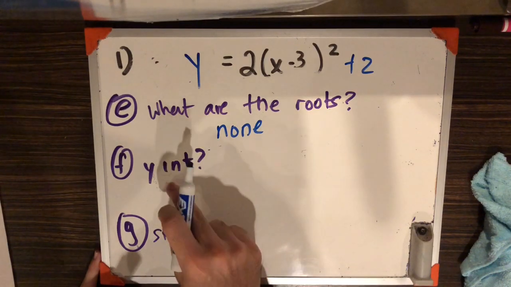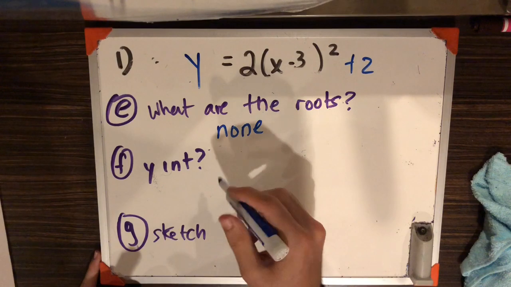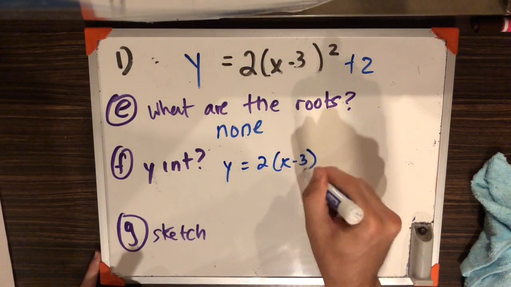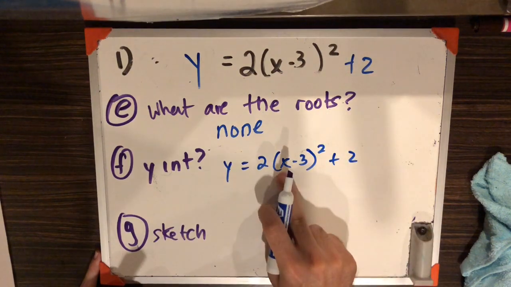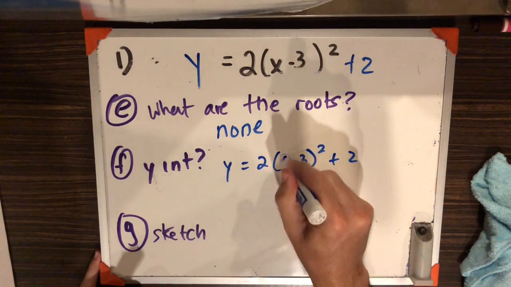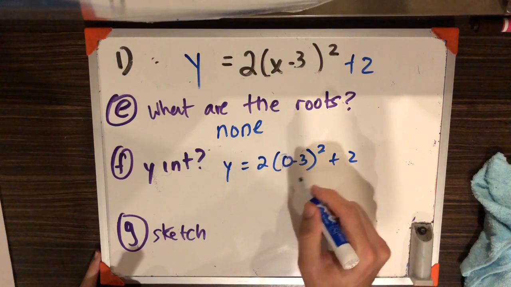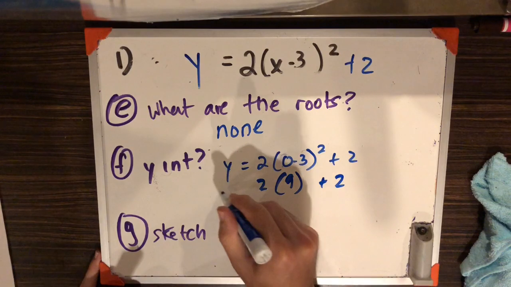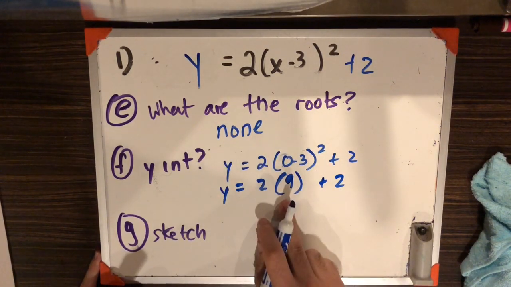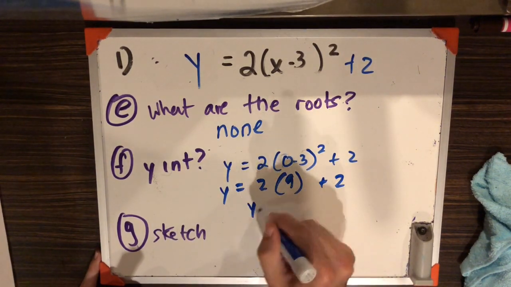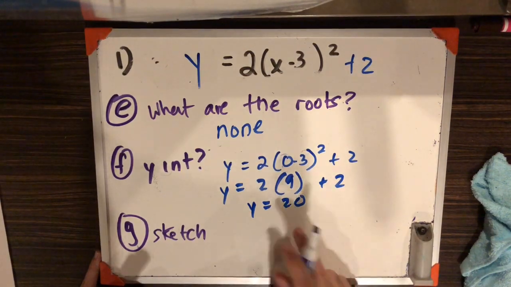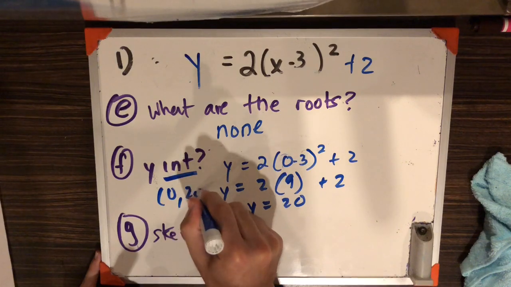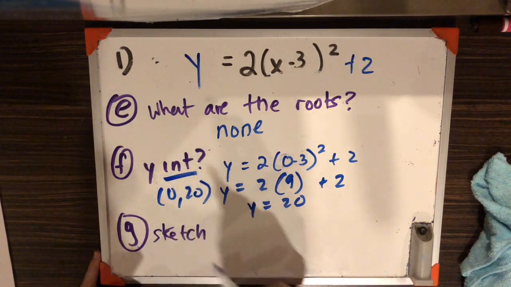Y-intercept, right? To find y, we make x 0. So let's go ahead and write this down real quick. Let's make x 0, right? 0 minus 3 is negative 3. Negative 3 squared is 9. Okay, 2 times 9 is 18. 18 plus 2 is 20. All right, y is equal to 20. Well, I'm asking for the intercept, so this should be (0, 20). That's where it crosses the y-axis.